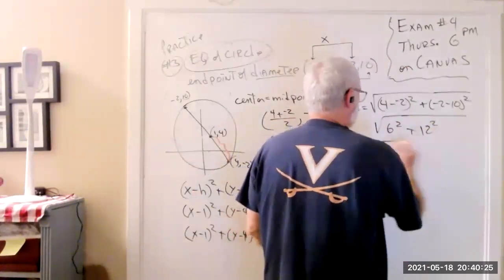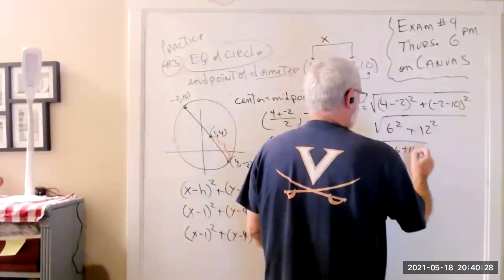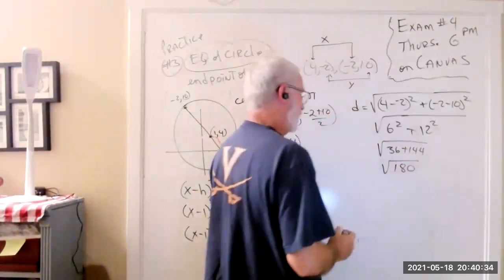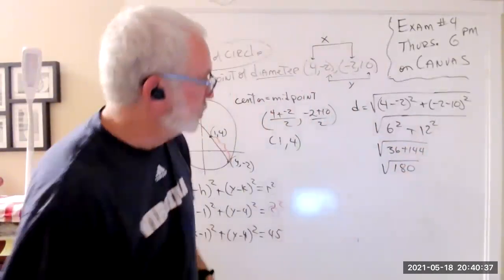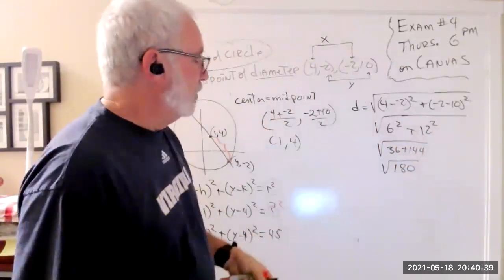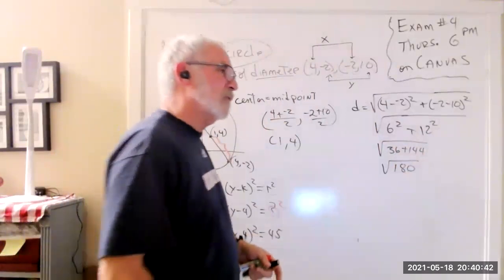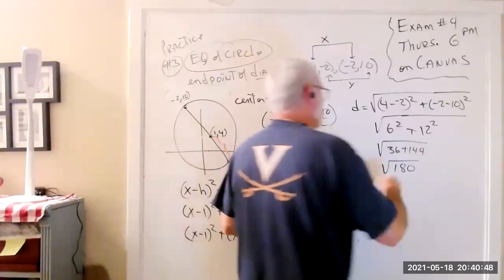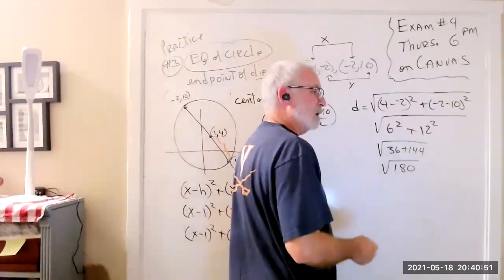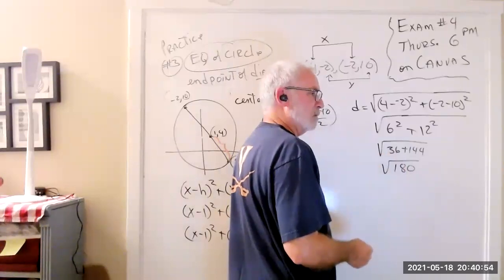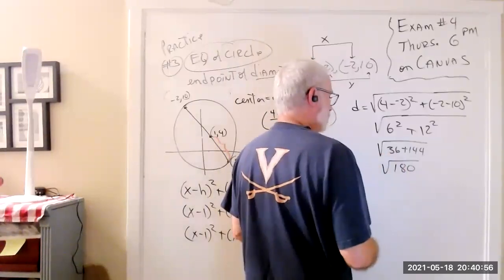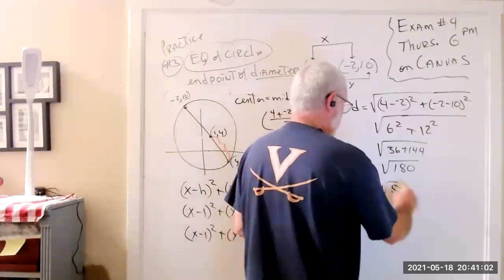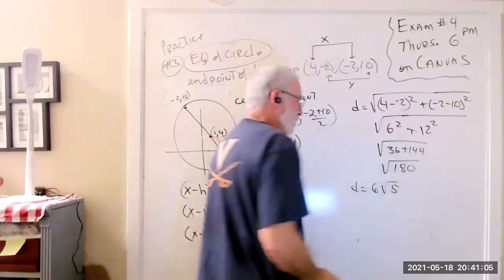So this is 36 plus 144. That's the square root of 180. I think that's right. Maybe I better take my calculator and double check. You're right. Now what does the square root of 180 simplify as? 13.4. No, as a radical. 6 radical 5. Correct.